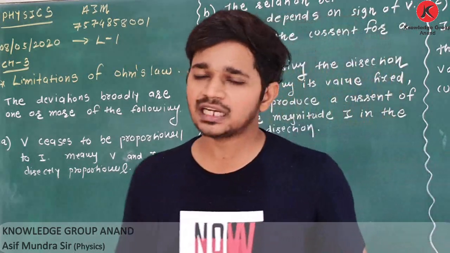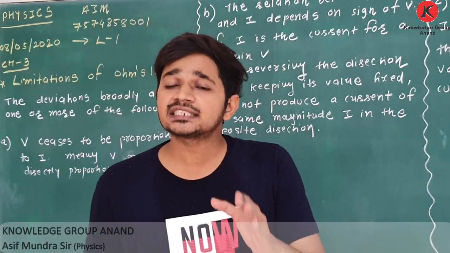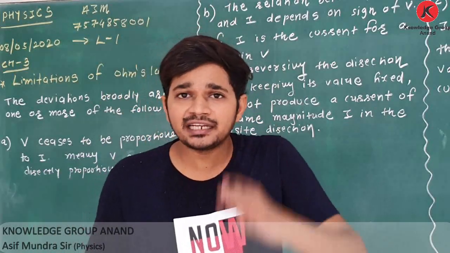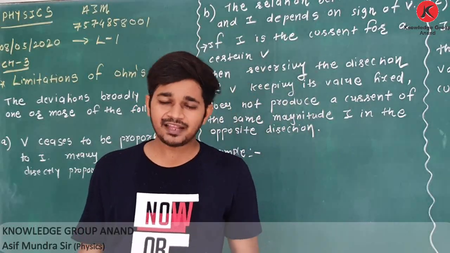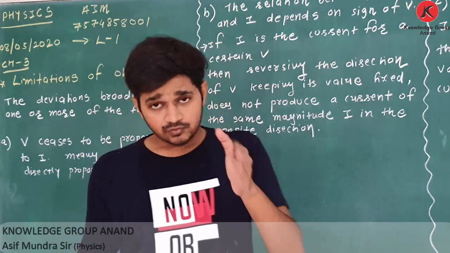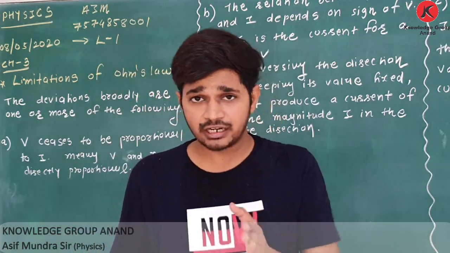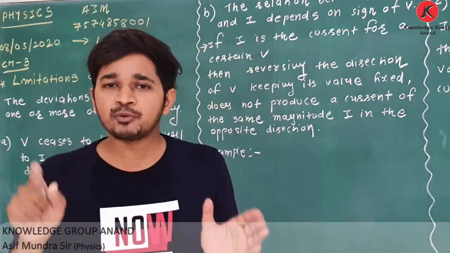Yes, we know Ohm's law. That is V is proportional to I under a definite situation, and that definite situation is constant temperature. What is the I versus V graph? A straight line. So for Ohm's law, V is proportional to I.